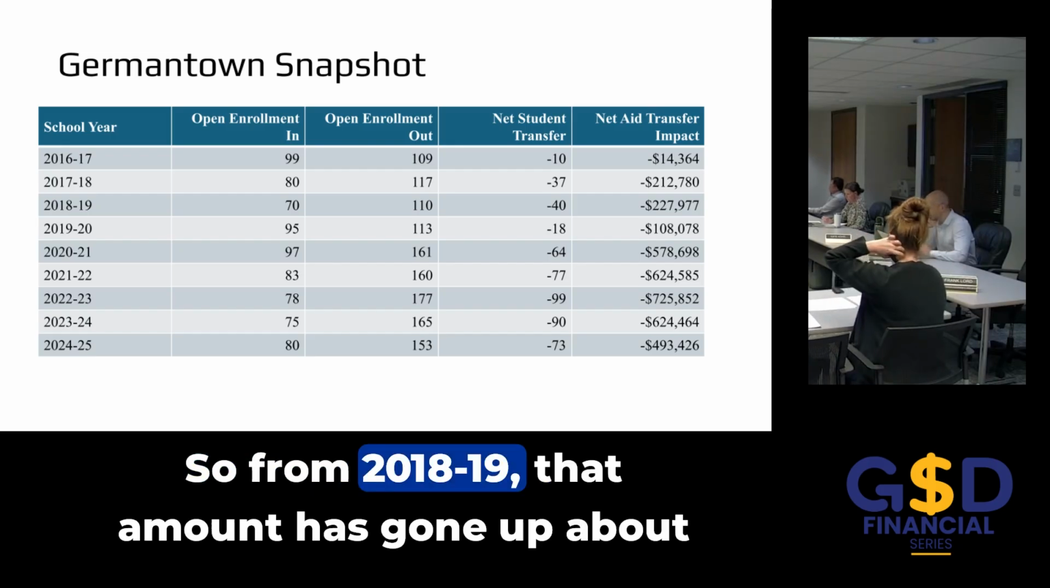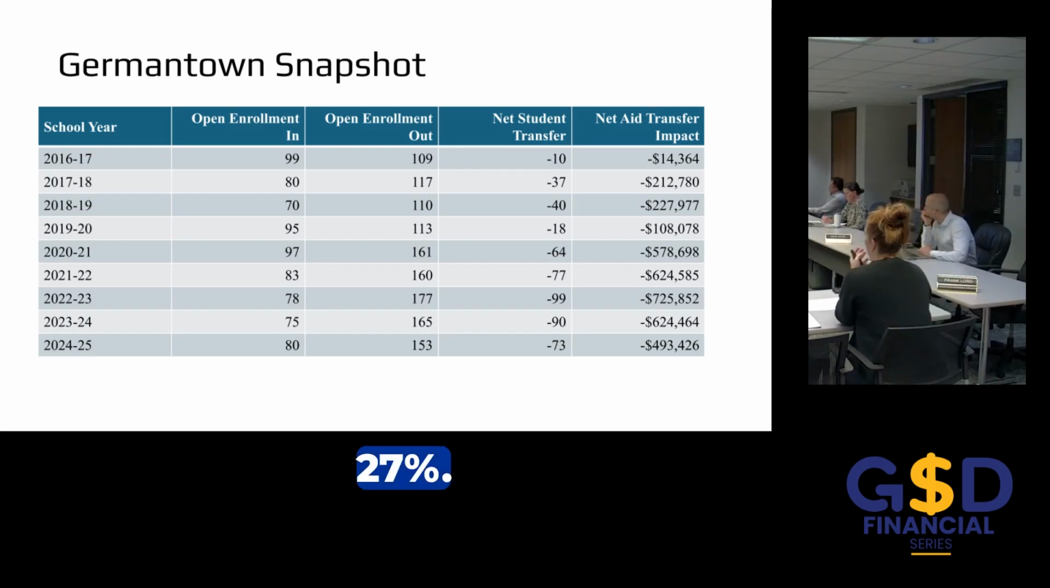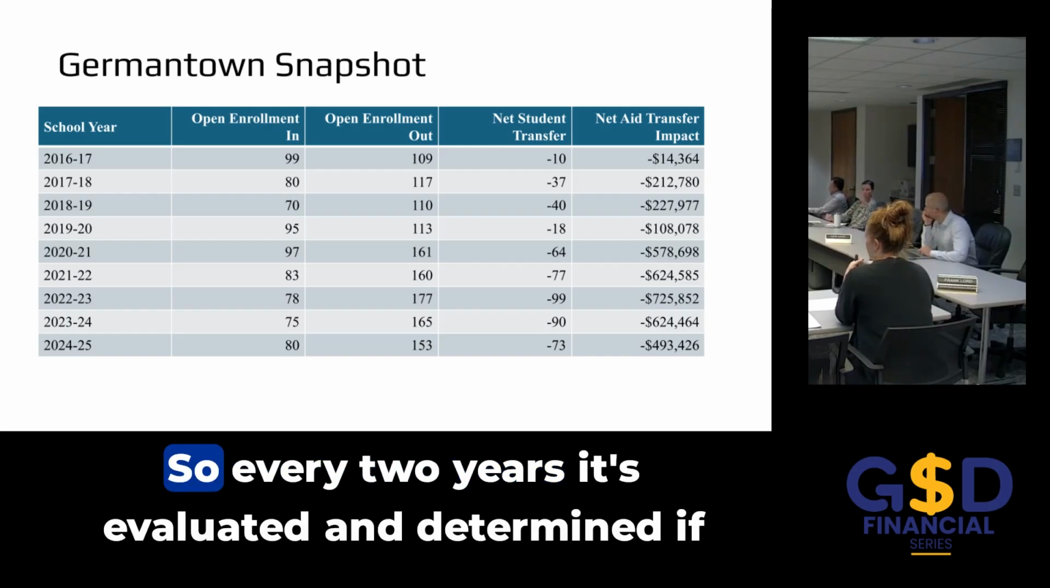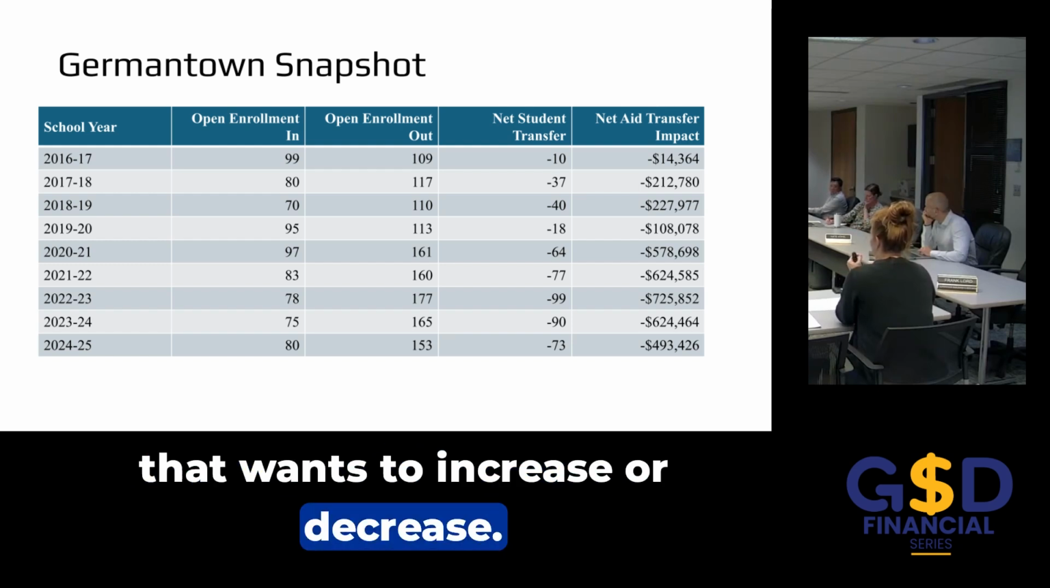From 18-19, that amount has gone up about 27%. And that number comes through the state budget every 2 years. So every 2 years, it's evaluated and determined if it will increase or decrease.